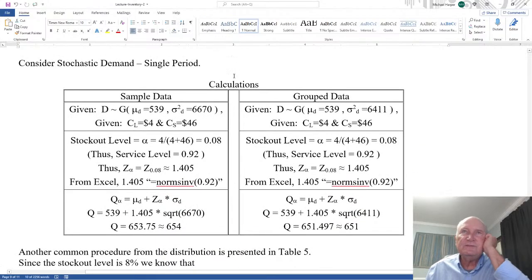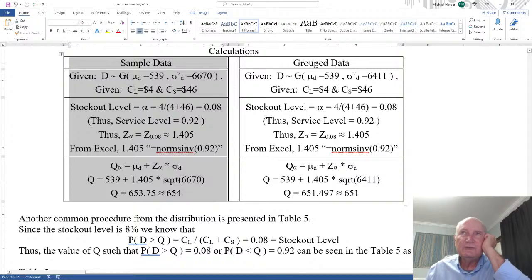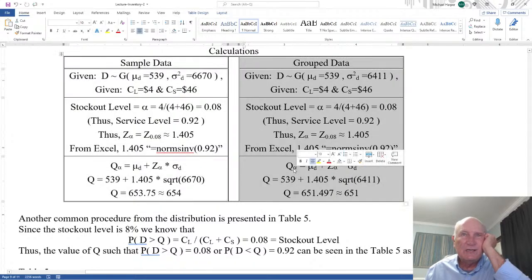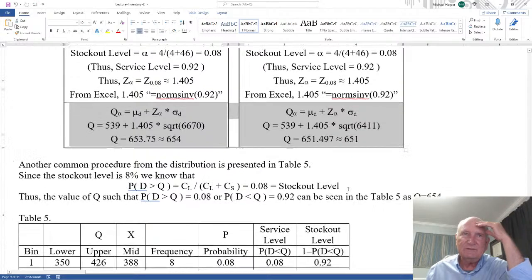Now, consider the stochastic demand single period. Let's see exactly what the differences are. Here's our sample data. I go through the numbers. Here's the group data. I go through the numbers. And notice the differences down here is 654 versus 651. Again, not that big of a difference.